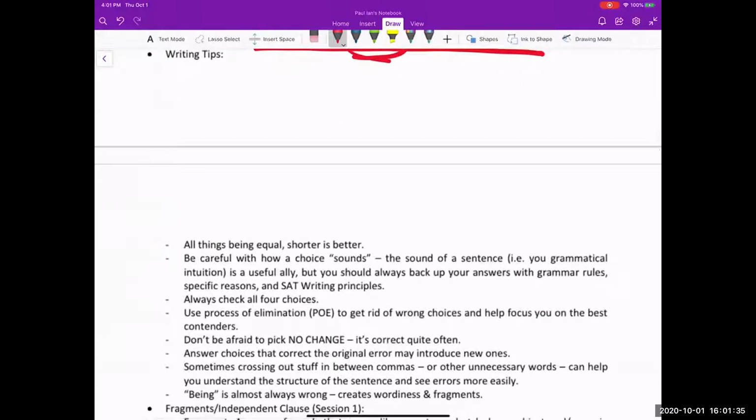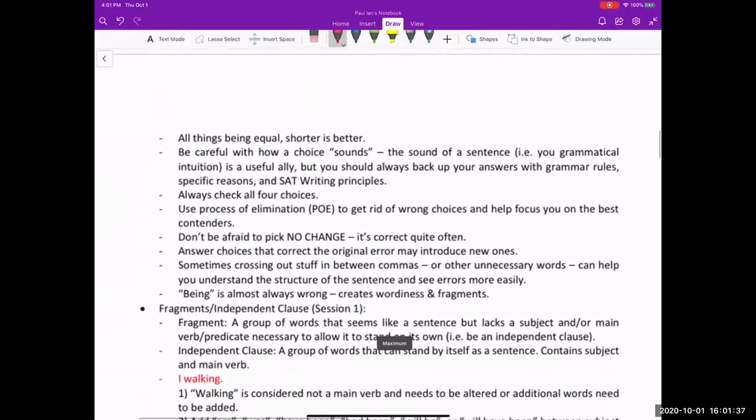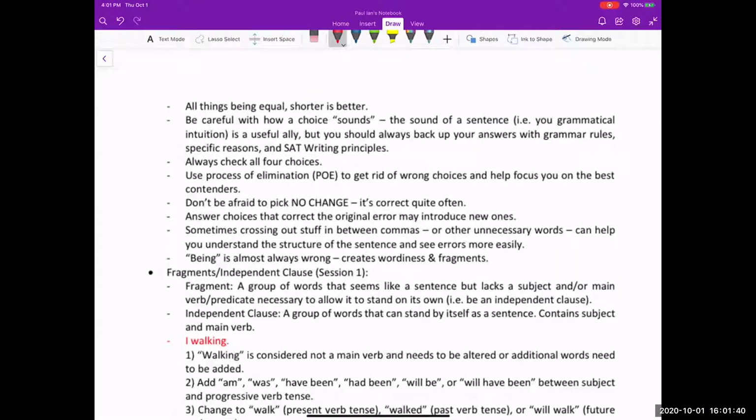All right, so this is when we're actually getting to the actual lesson. So writing tips, or grammar tips. For the most part, like 90% of the time, it's always shorter is better. What I mean by that is the shorter counterpart. Because for the grammar question, they can ask you to replace a sentence, a phrase, or a word, and sometimes it may be too wordy. And if it is, then shorter is better.